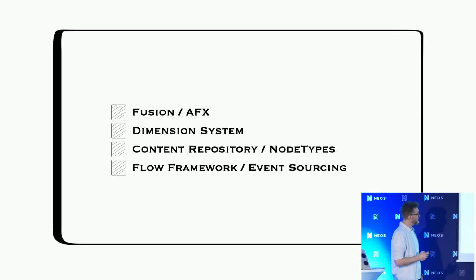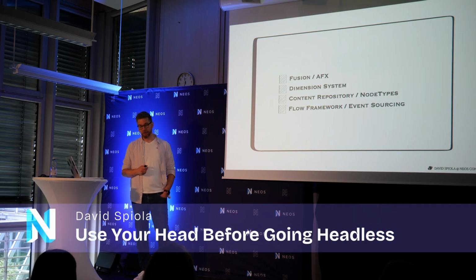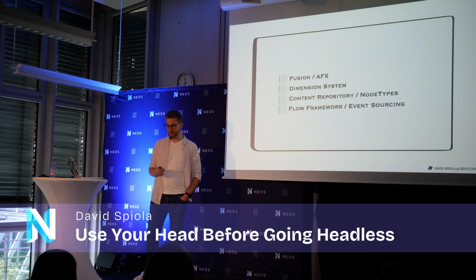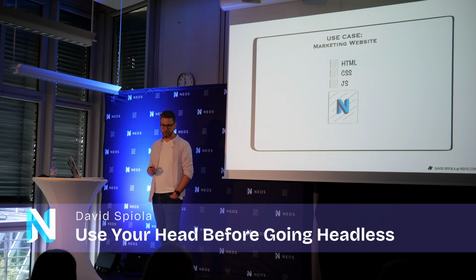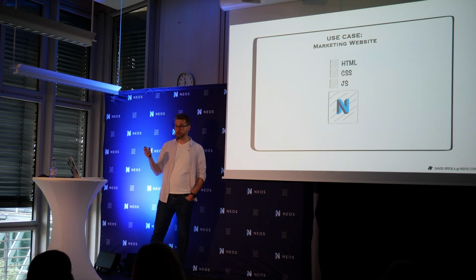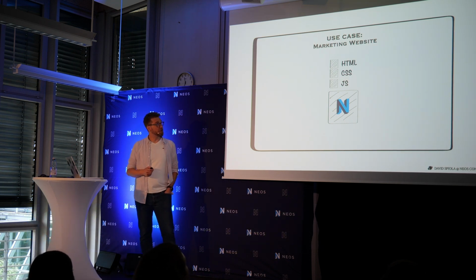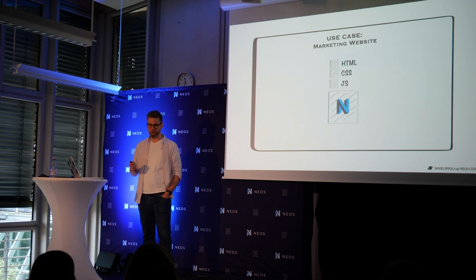So we have the Flow framework, we have the content repository, we have the dimension system, and we have Fusion and AFX. And now we will go quickly through some very simple use cases. The simplest one would be a marketing website. You basically just use Neos and a bit of JavaScript, CSS, and HTML. No framework at all, it would work. You can render the website, all good, no problem.